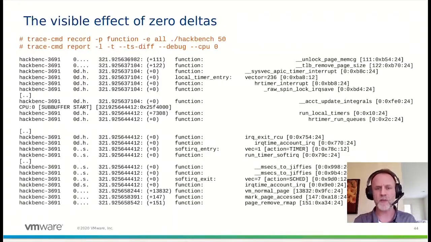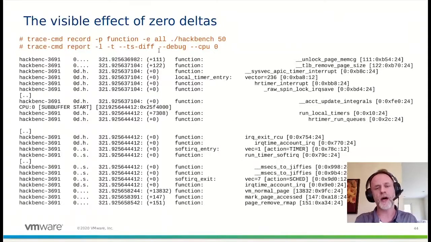The -t gives me the full timestamp. Without the -t, it truncates it to the microseconds, but I want to see the full nanosecond output, which might be the reason why it usually truncates it, because nanosecond operations are usually too much info. The --ts-diff will record the difference between the two events, so the time difference between the event before it, and it will record it right here with the plus there.